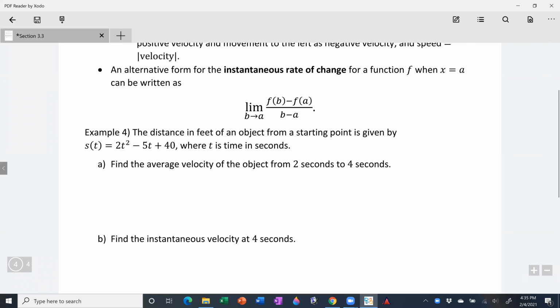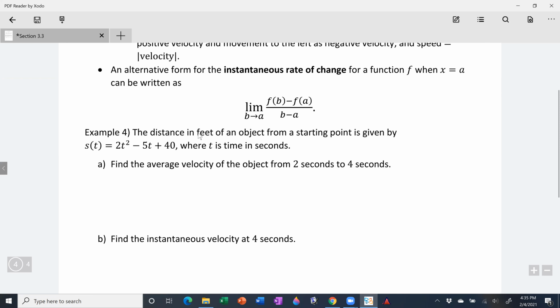All right, let's finish section 3.3 with an application of instantaneous rate of change. Okay, so I wanted to return to that distance velocity type of problem. So the distance in feet of an object from a starting point is given by s of t. So again, the s is usually a position function, okay? And given by this function here, where t is in seconds.